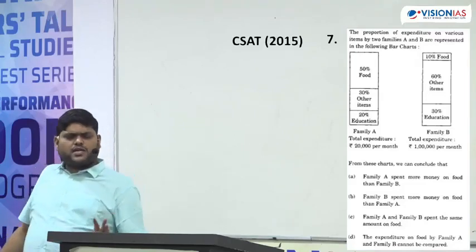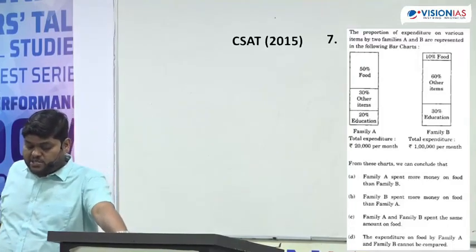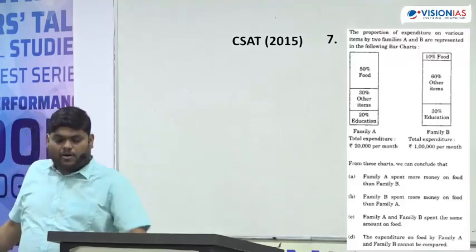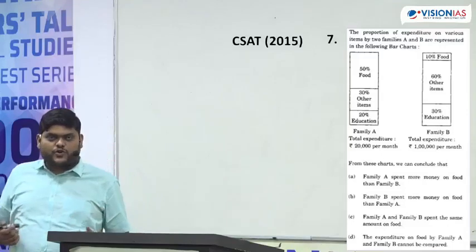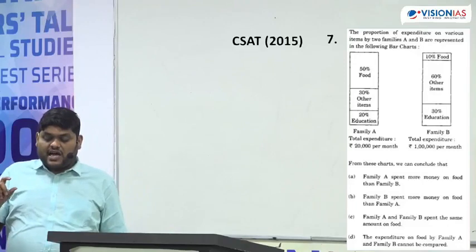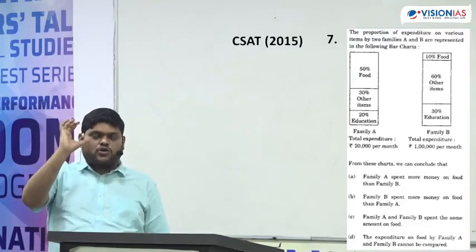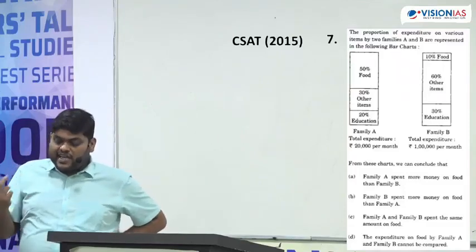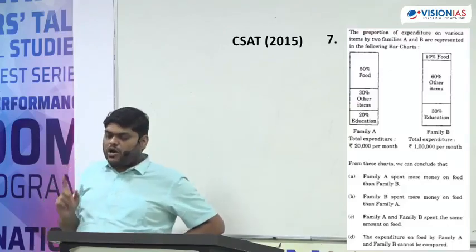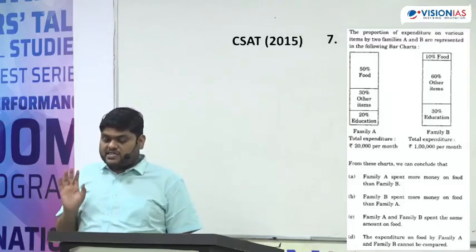Okay, now the question is very simple. The first statement is family A spends more money on food than family B. So they are talking about food. Actually, what they are trying to do is play with percentages. The spend on food for family A is 50%, and they have shown the bigger part in the graph, whereas family B is only 10%. But I told you, percentage is always dependent on the base value.